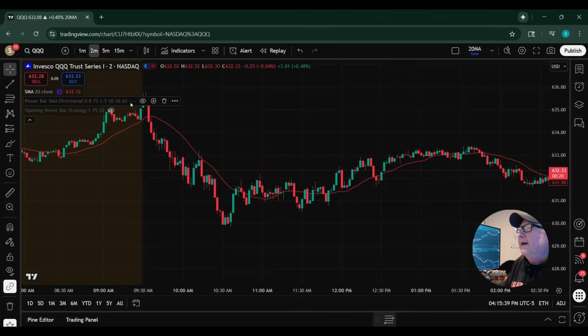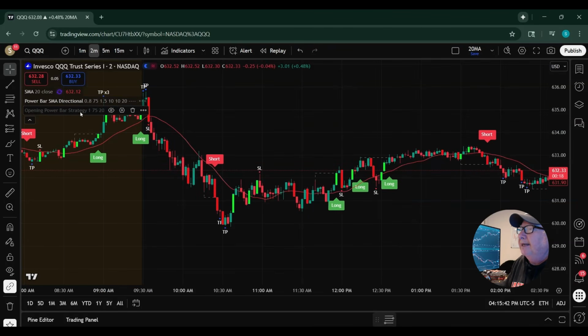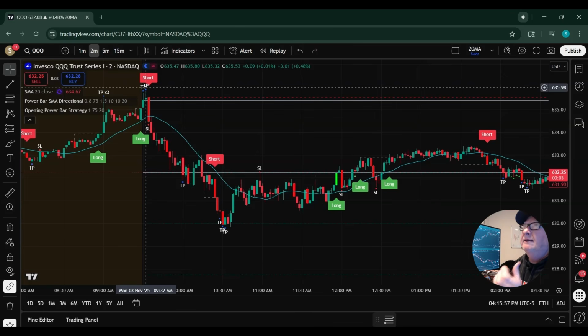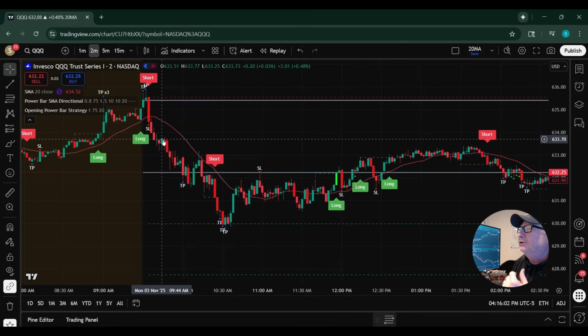I'm going to throw on my indicator for just a second, the power bar directional and the opening power bar. The directional gave two really good trades off the open today. And then the power bar at the open, which has been about 50-50 in October, gave a really good signal at the open here for a short.